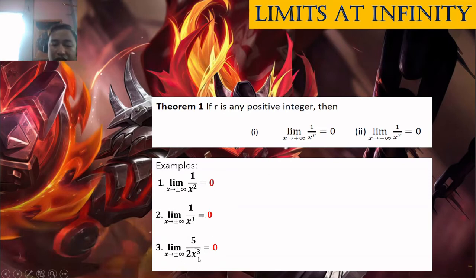And then, class, even if we have 5 over 2, okay, you can pull out the 5 over 2, so we have 1 over x cubed. The limit of 1 over x cubed, class, is 0. So 0 times 5 over 2, the answer is 0. So the limit is still 0, class. Actually, class, the limit is always 0 as long as the variable is in the denominator.